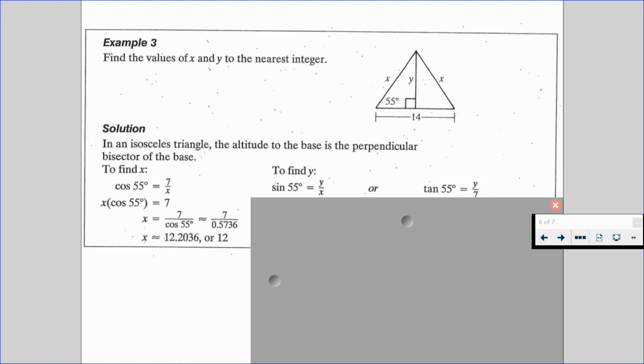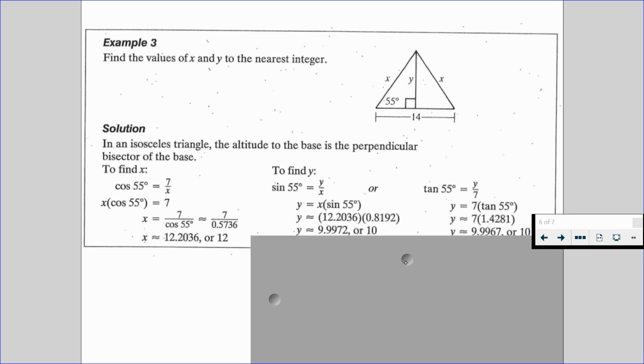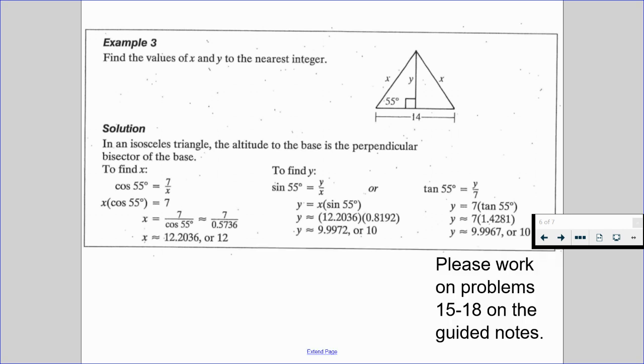To find y now, we can have two different setups. We could say sine of 55 is equal to y over x, because that's our opposite over our hypotenuse. Or we can have the tangent of 55 is going to be equal to y over 7, our opposite over our adjacent. Both ways that we go and solve it, we get that it's going to be approximately 10. They're very, very close, but we're able to round and say, hey, y is approximately going to be 10 in both of our methods. With this in mind, please work on problems 15 through 18 on the guided notes and resume when you're ready to move forward.